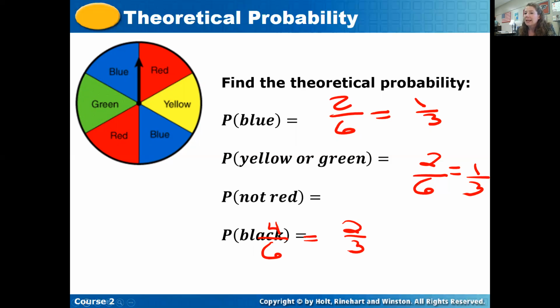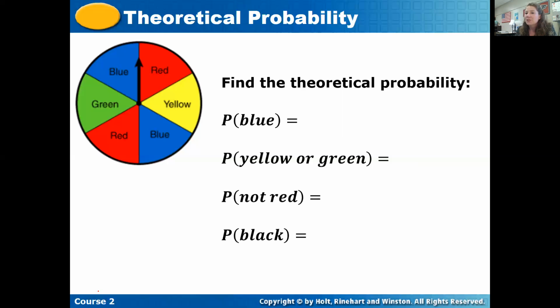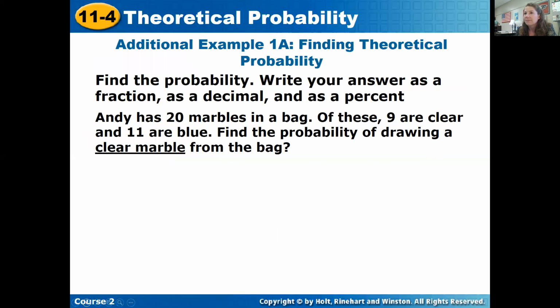What about black? Well, how many sections are black? Let me erase this. How many sections are black? 0. So guess what the probability of getting a black section would be? 0%, or 0 out of 6, which is equal to 0. It's impossible. There's no way to get a black section because there isn't one.